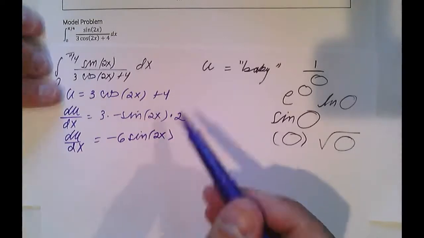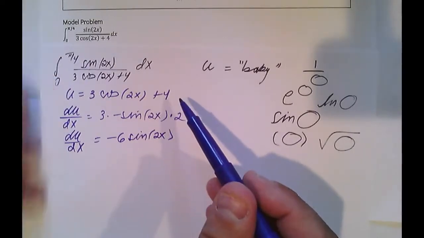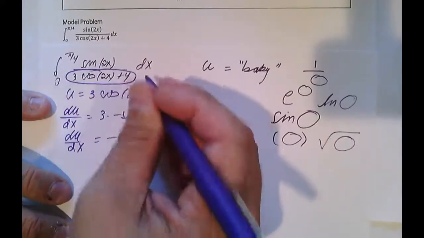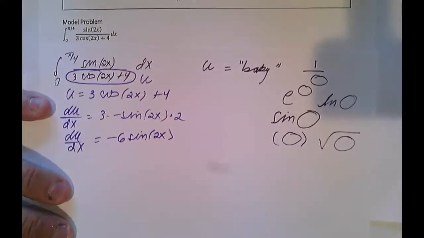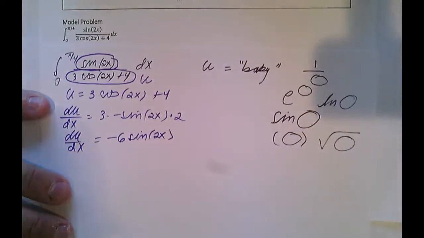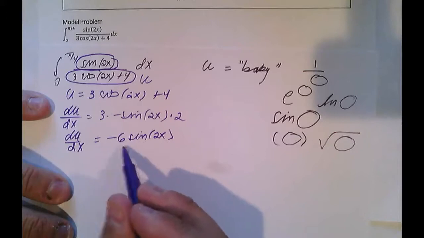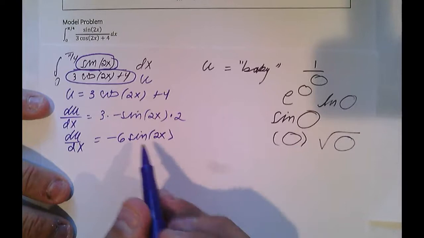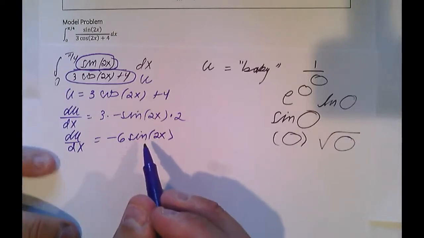How I know that I selected the right baby is that in the rewrite process, I'm going to be able to replace everything in the denominator with u. And I've got this sine of 2x in the numerator. The derivative of the baby is negative 6 times the sine of 2x. Being off by a constant that you're multiplying by is easily handled.